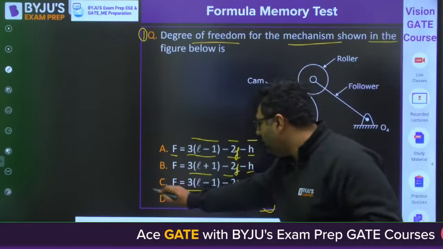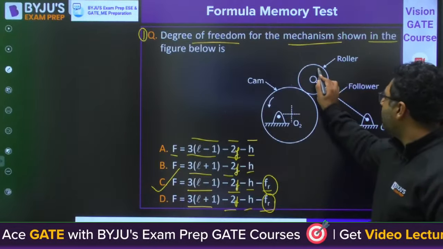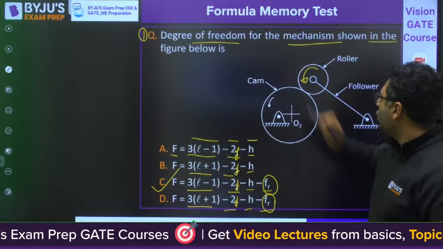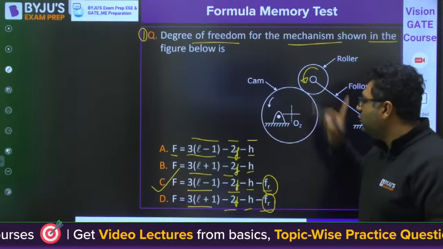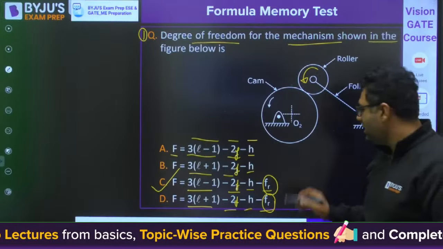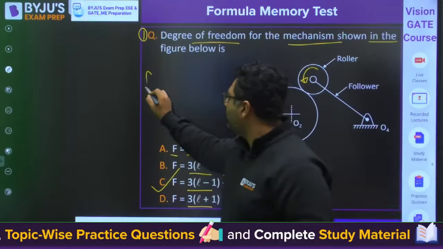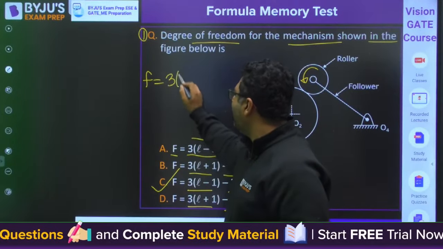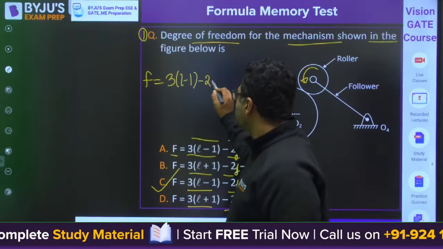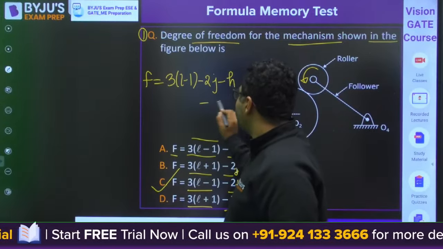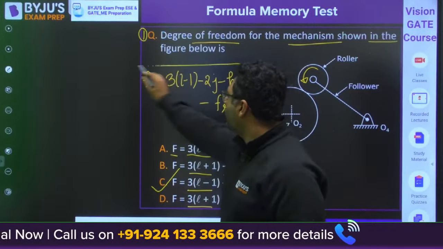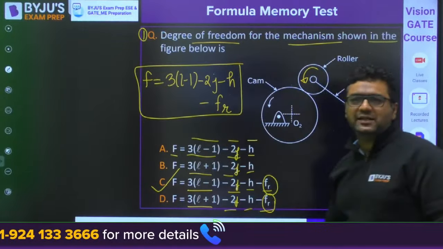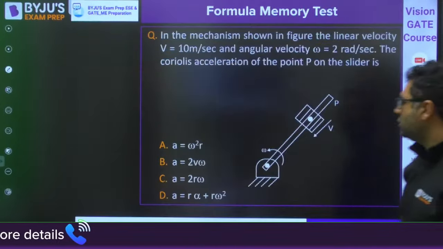So the formula will be C, because the motion of this roller follower is going to be a redundant motion. That is why the degree of freedom formula we will be using is 3 into L minus 1 minus 2J minus H minus FR. So guys, obviously C is correct for this. That is the correct answer. Moving to question number 2.